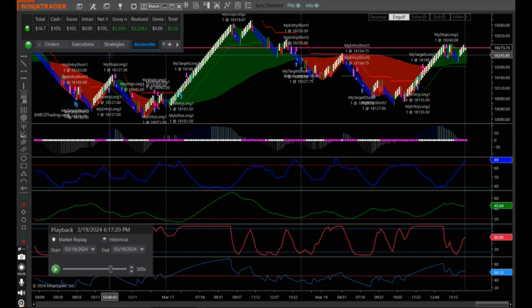So again, the total profit for these two trades was $3,245. This is based on the automated strategy taking trades off the engulfing bar. So there were two trades taken, with 2 contracts and with a runner.